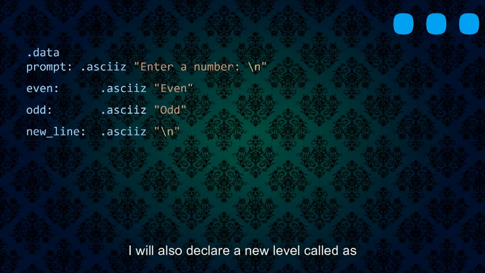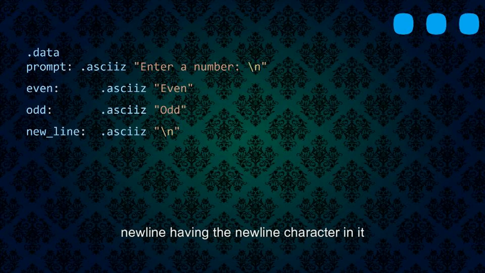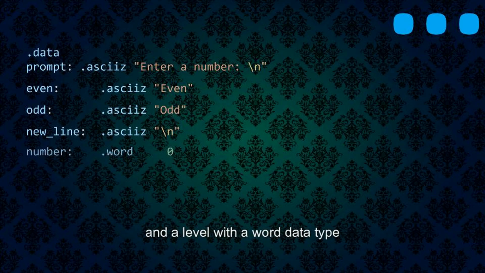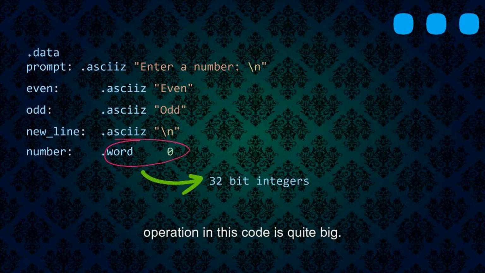I will also declare a new label called newline having the new line character in it, and a label with a word data type initialized with 0. Now a word data type can store 32-bit integers in it, and thus the range of the operation in this code is quite big. Now let's start off with the main code.